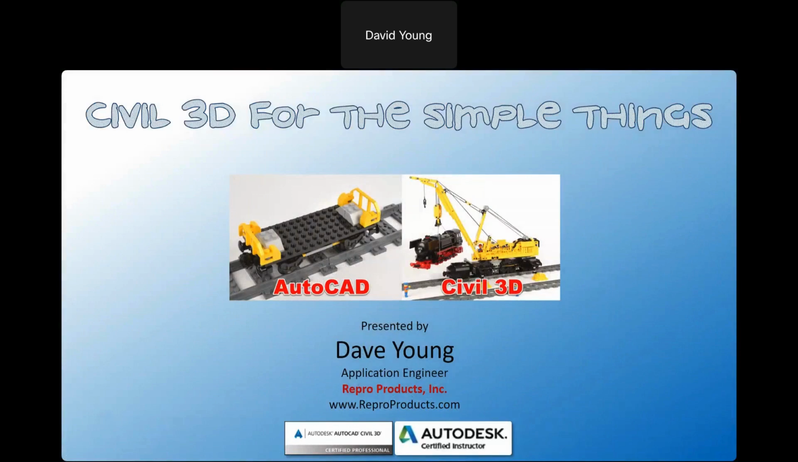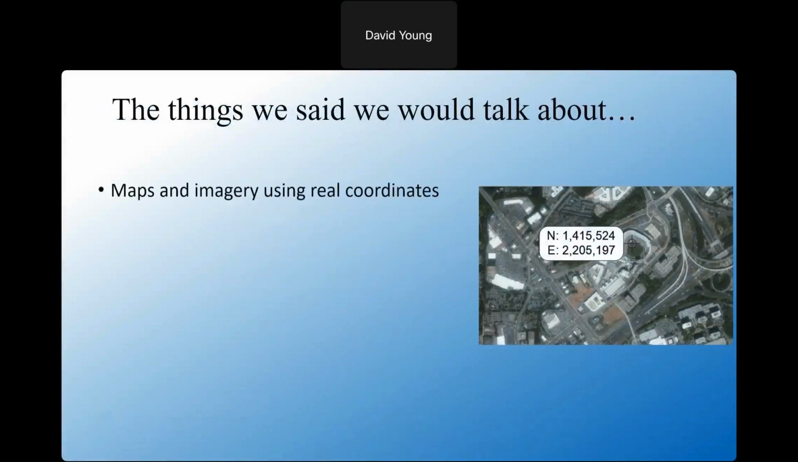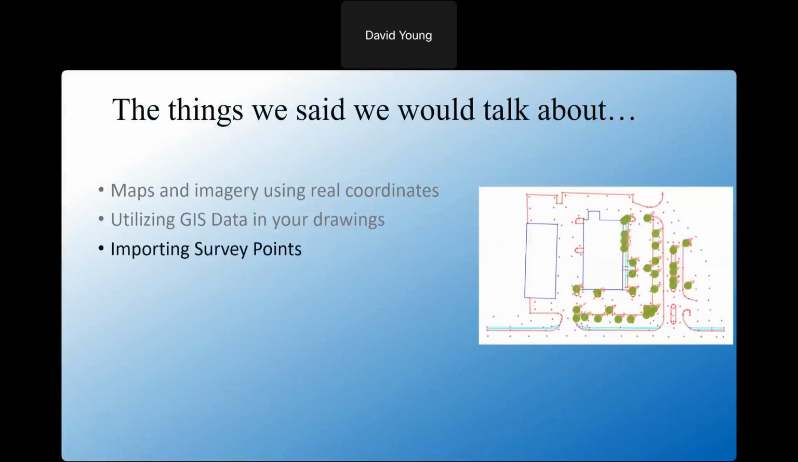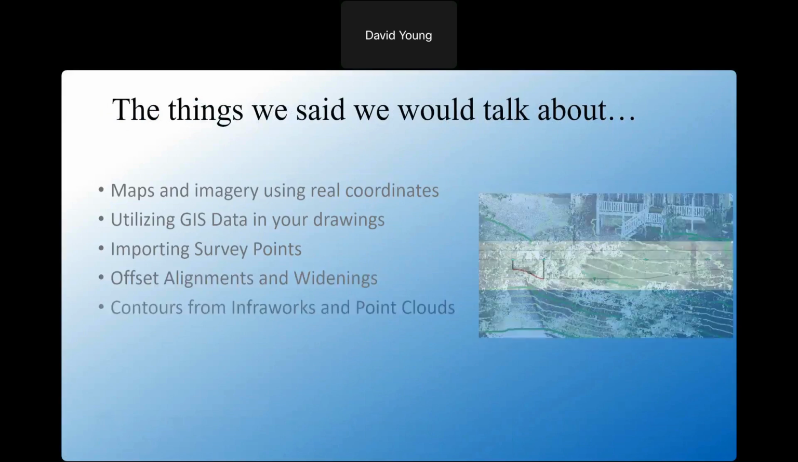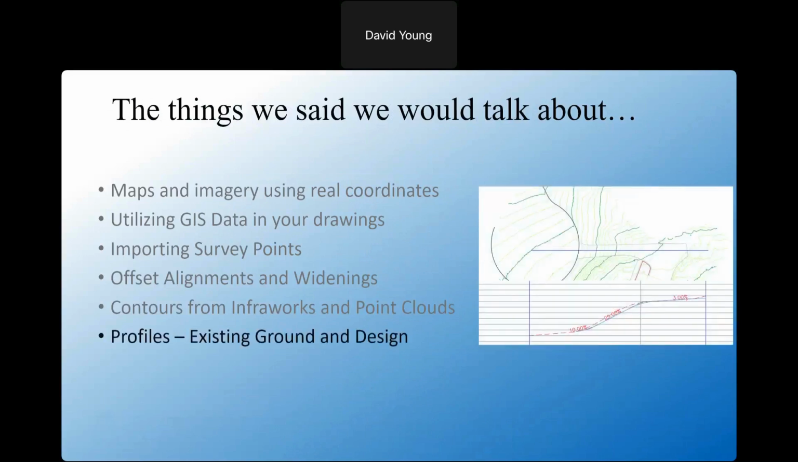All right, let's get started here. A couple things we said we're going to talk about in this are maps and imagery using real world coordinates, utilizing GIS data in your drawings, importing survey points, offset alignments and widenings, and contours from InfraWorks and point clouds. And finally, once we get those contours created, how to create profiles from it.